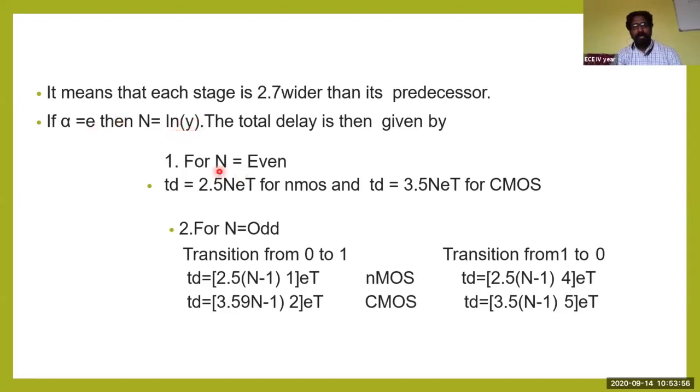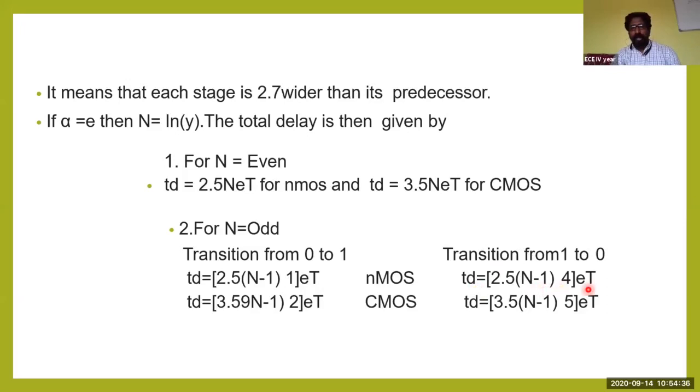Now let us see what happens if N is even. Then the delay time will be equal to 2.5 times N e T for NMOS. For CMOS, the delay time will be 3.5 times N e T. For an odd value of N, where N is the number of inverters which are cascaded: if the transition is from 0 to 1, then the time delay will be 2.5 times (N minus 1) into e T for NMOS. If it is a transition from 1 to 0, the time delay will be 2.5 times (N minus 1) plus 4 e T.